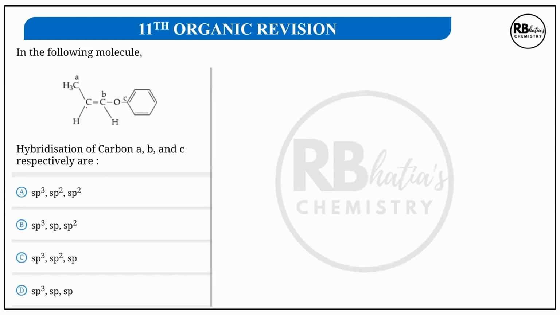In the following molecule, hybridization of carbon A, B, C are respectively. So A has to be sp3, B has a double bond around it, which means it is sp2, and C also has a double bond around it, this double bond, hence this is also sp2. So our right answer will be option A. Option A will be the correct answer to this question. We move on to the next.